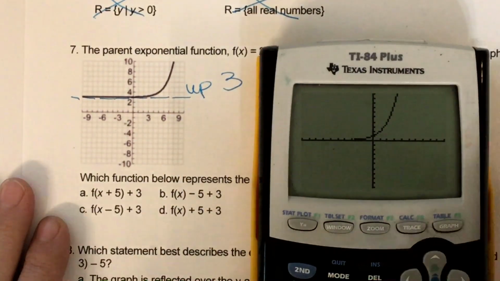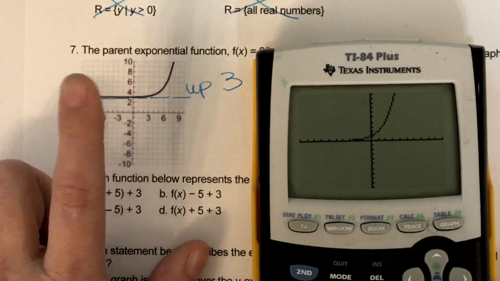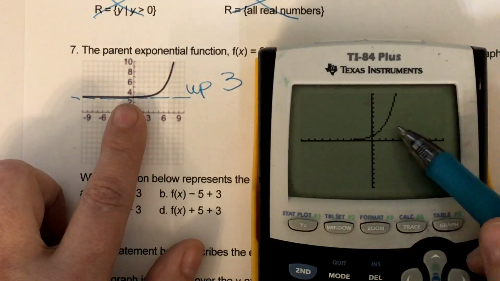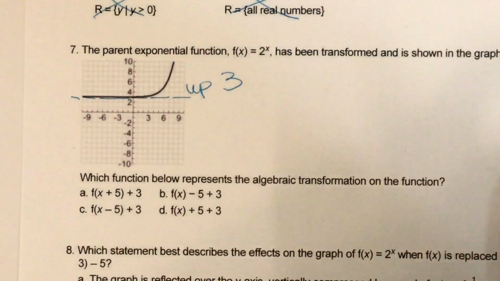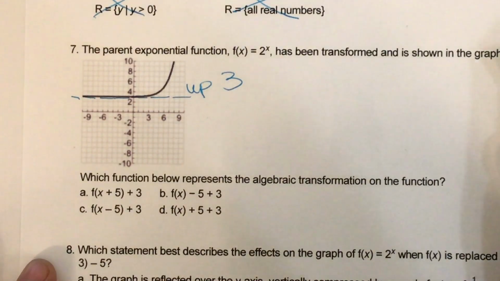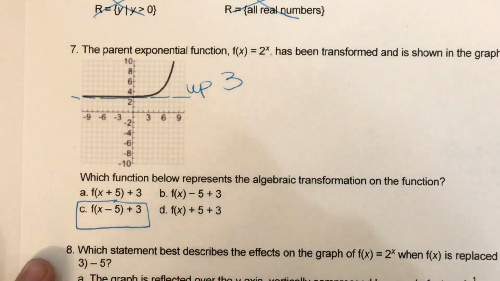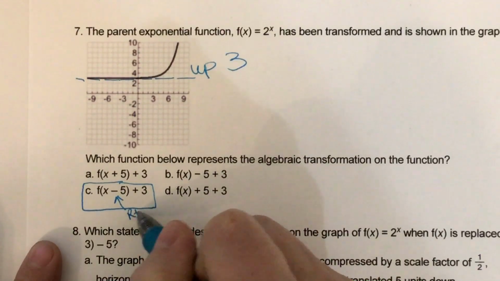All right, now look at your picture here and then the transformation one. Does this look like this picture went left or right? It went right. If you compare it to the picture of the parent, this graph has shifted to the right. So which of these would make the graph go to the right? C. So remember, whenever you see something in parentheses, it goes left or right and always opposite of your thoughts. So the minus makes it go right.